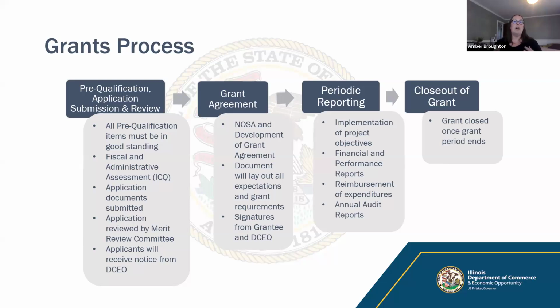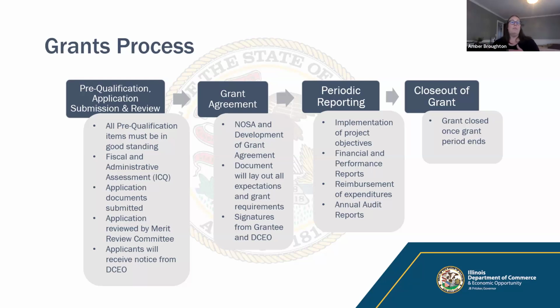Then it's time for the development of the grant agreement. So you're going to receive a notice of state award in the GATA grantee portal that you will need to go in there and accept the award. And then it's time to develop this grant agreement, which is going to be the legally binding document between you as the grantee and DCEO, laying out all of the expectations and all of the requirements for your particular grant. You will sign it as the grantee, DCEO leadership signs it, and then it is considered executed.